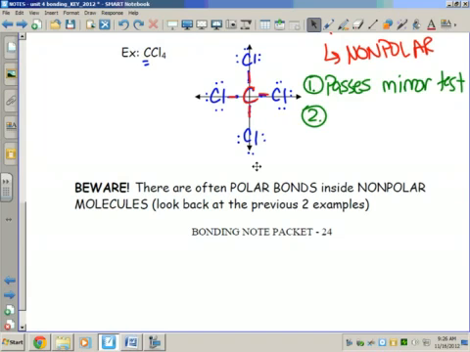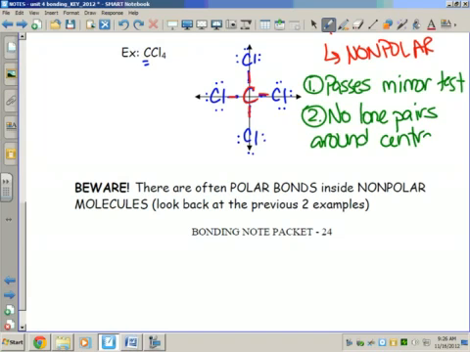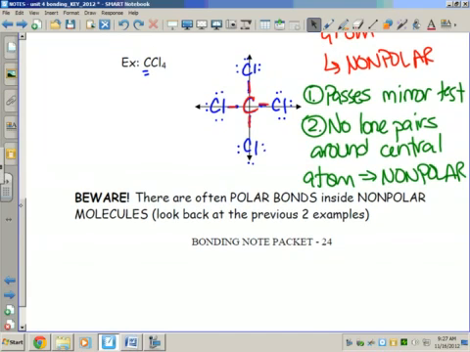Each bond is a shared pair, meaning 8 valence electrons are accounted for, full valence shell. So carbon tetrachloride has no lone pairs around the central atom. And that means this would be nonpolar, again.